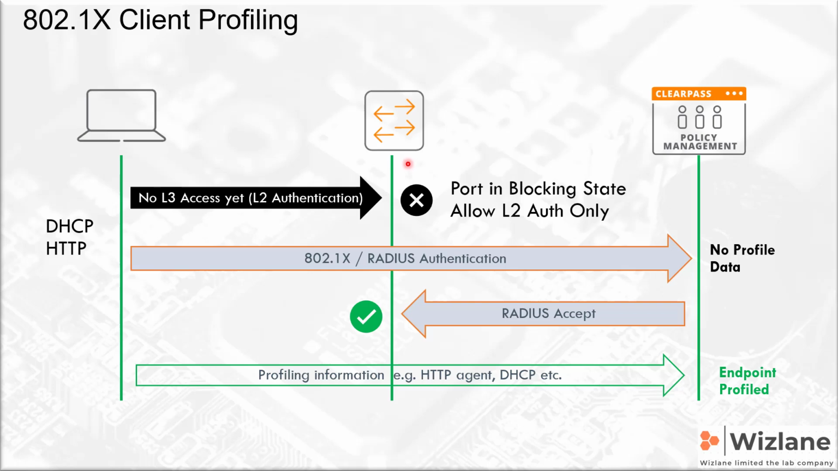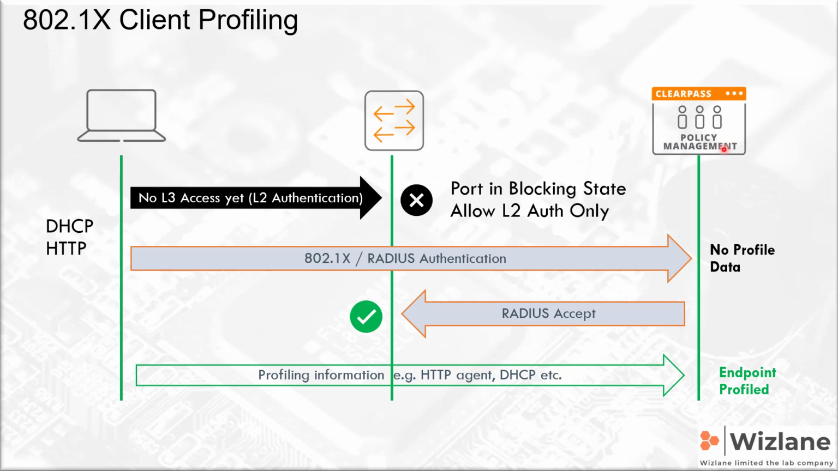We call this one uncontrolled ports, which are the ports related to .1x authentication. So that request will be sent for authentication. No profile data, definitely, because there's no layer 3 authentication or communication yet.